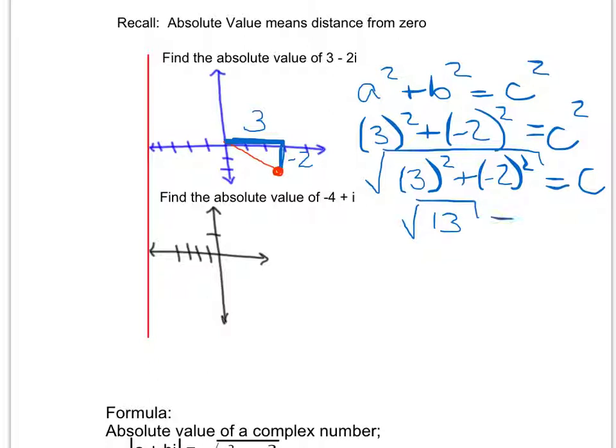or 13. So what is the absolute value of 3 minus 2i, aka what's the distance from 0 to the point 3 minus 2i? Well, that distance, or that absolute value, is the square root of 13.